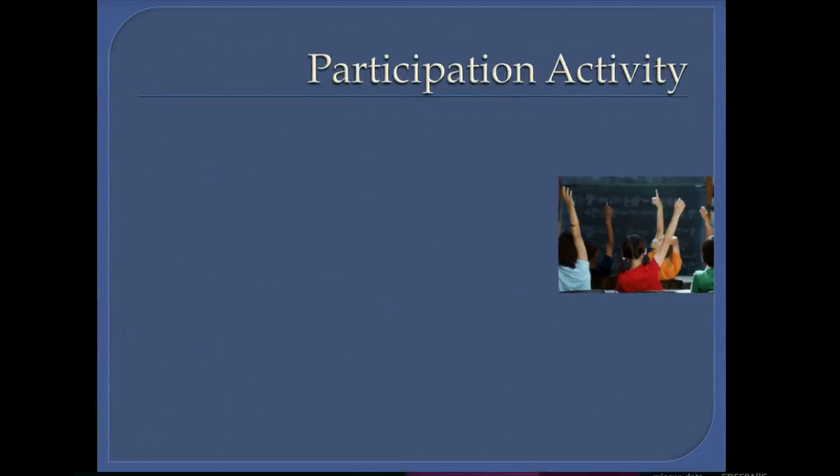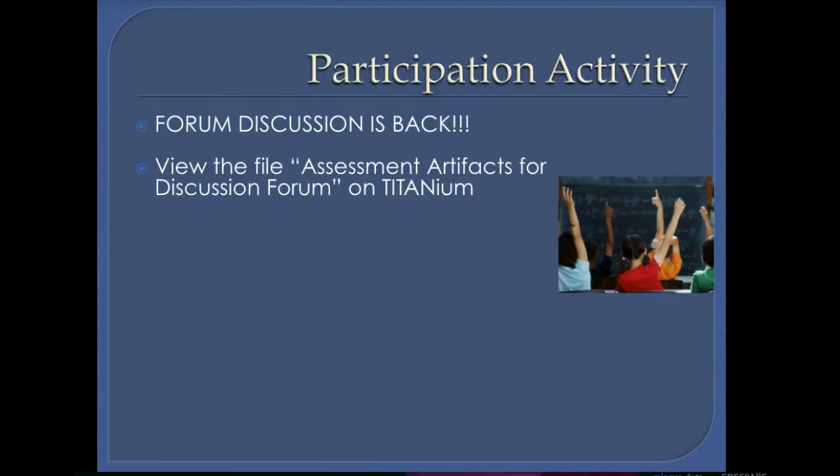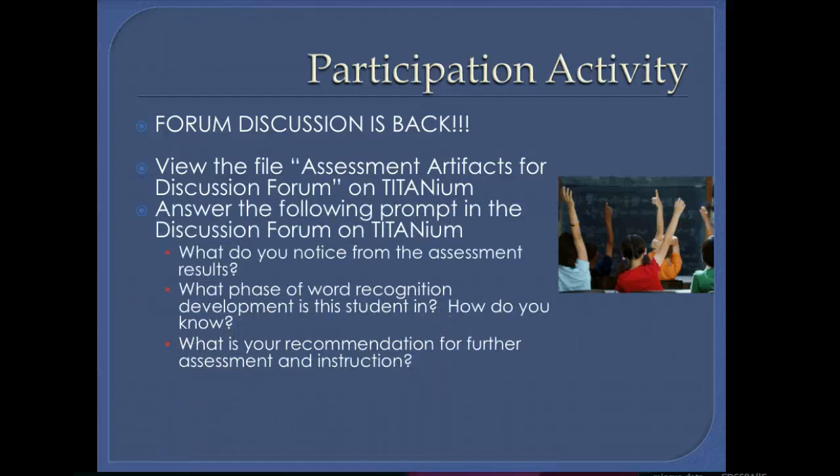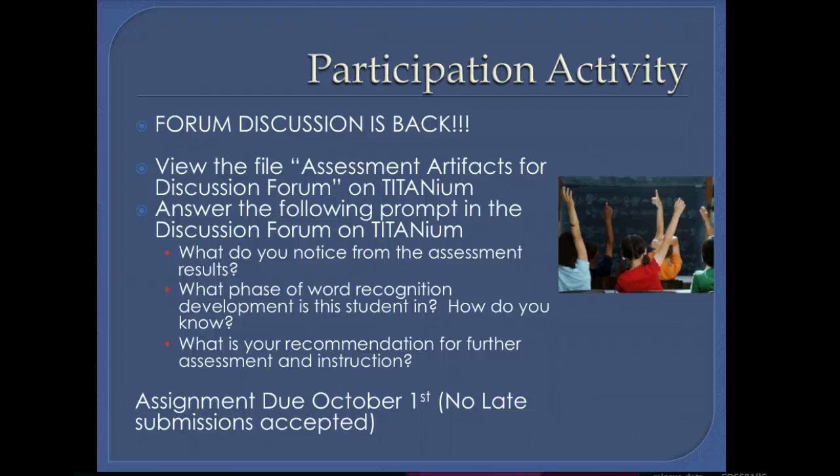Okay, so there is a participation activity this week. It's back, so you will view a file on assessment artifacts for the discussion forum. You are going to be analyzing something done by a student. After you analyze it, you will go to the discussion forum and answer these questions. What do you notice from the assessment results? What phase of word recognition development is this student in? How do you know? What is your recommendation for further assessment and instruction? You don't have to create an intervention plan, but you do have to suggest recommendations. And this is due October 1st.